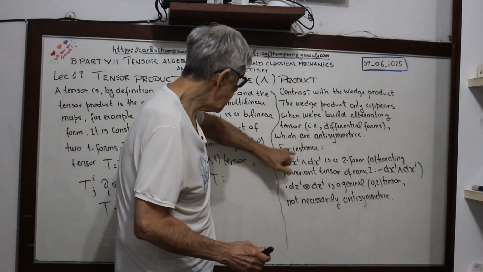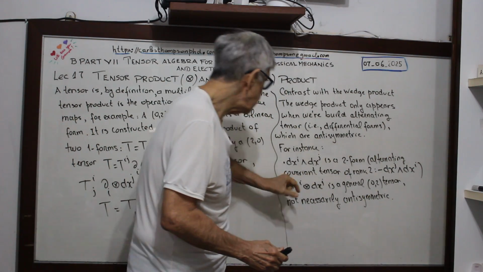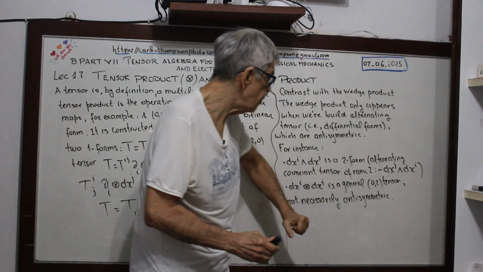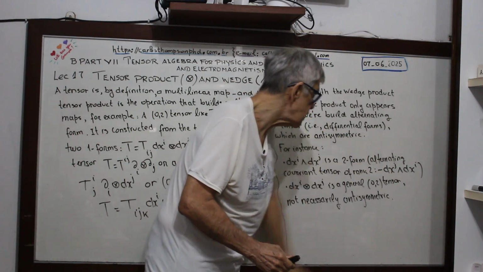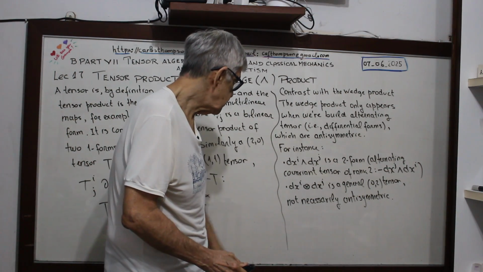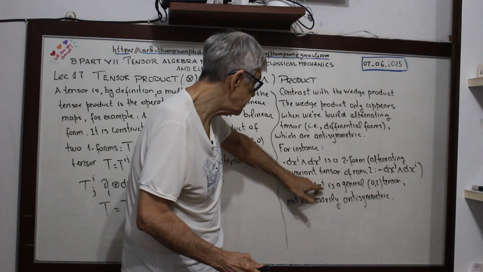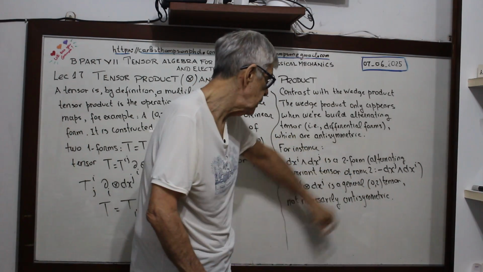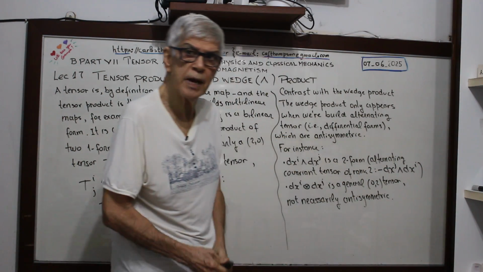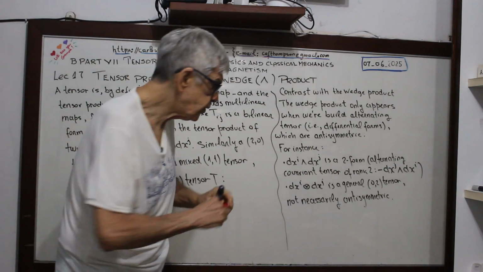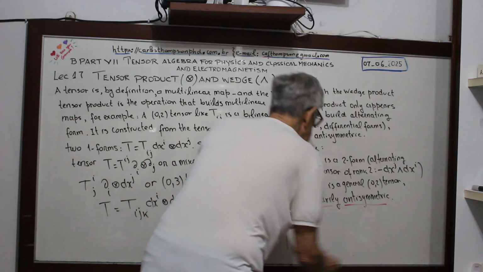For instance, dx^i wedge dx^j is a two-form, an alternating covariant tensor of rank 2. This here is minus dx^j wedge dx^i. This is, in contrast, dx^i tensor product dx^j, which is a general 0-2 tensor, not necessarily antisymmetric. See, that's the important difference here: not necessarily antisymmetric.